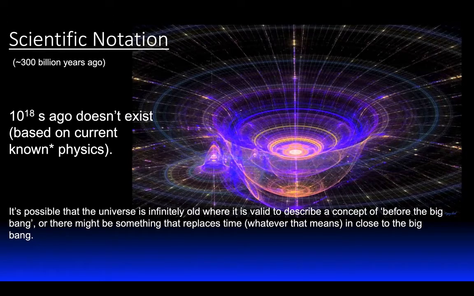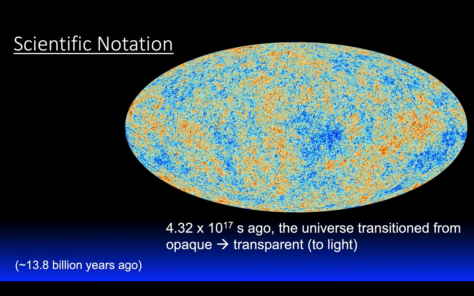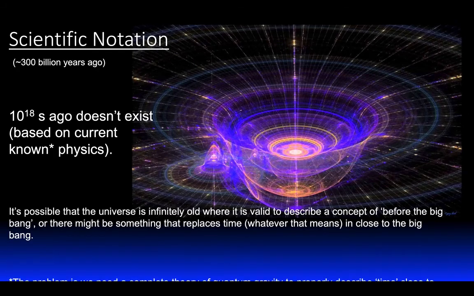It's probably more valid to say at that time, 4.32 times 10 to the 17 seconds ago, the distance between every location is 0. When the distance between every location is 0, you'll have really strong gravitational fields, and we don't know how space and time behave in strong gravitational fields. So to fully describe that, you would need a theory of quantum gravity. So we could say a little bit after the Big Bang, we feel confident we know how space and time behave, but time is not really well defined more than 4.32 times 10 to the 17 seconds ago.